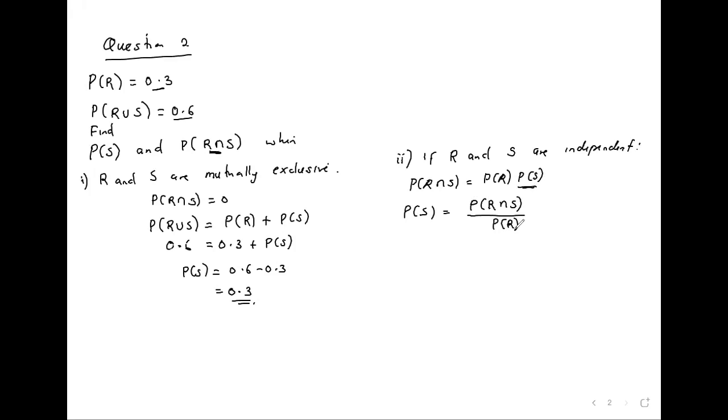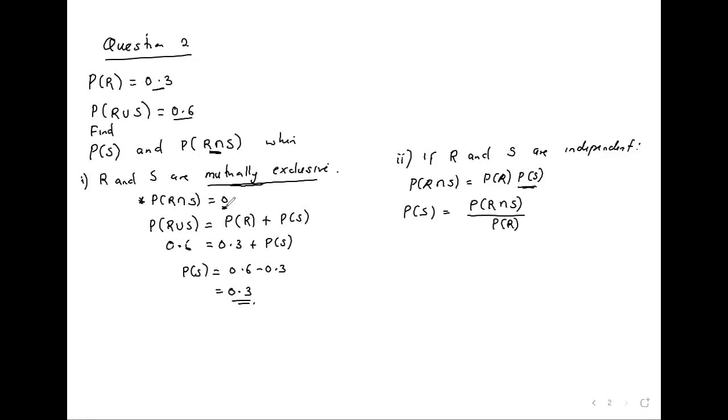Like, how did you find the probability of S? Did you do it together with the R intersection S, or what? R intersection S, if they are mutually exclusive, is 0.